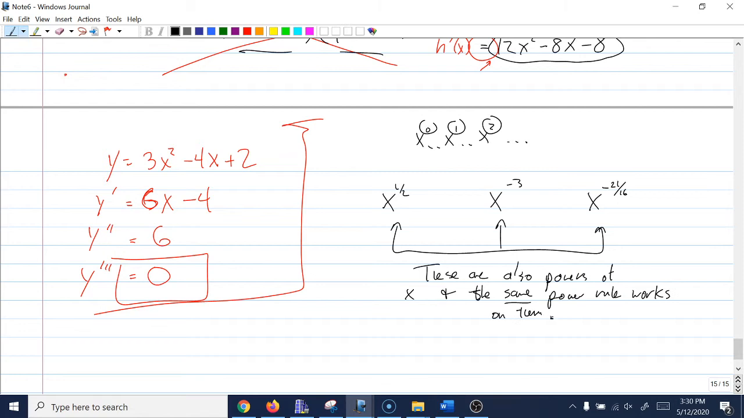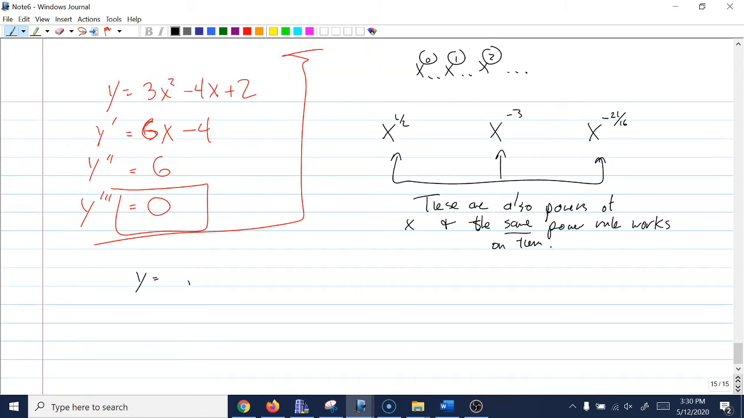If I hand you y equals x to the 1/2 plus x to the -3 minus x to the -21/16, the derivative of this is something you can find, dy dx. Sometimes I'm calling it y prime and sometimes I'm calling it dy dx, and this doesn't mean anything. I'm just going to keep using them both so that we're comfortable with all those words. There's not some special difference between the two types of problem. They're all just write down the derivative.